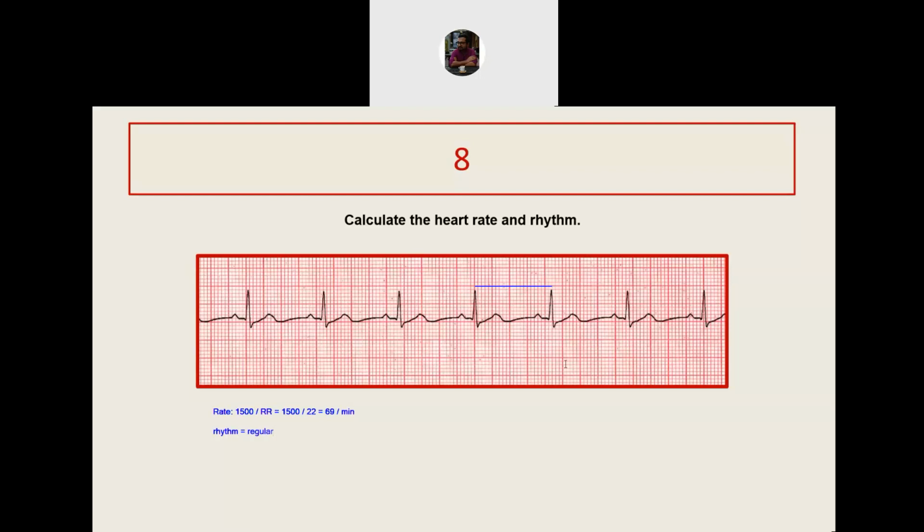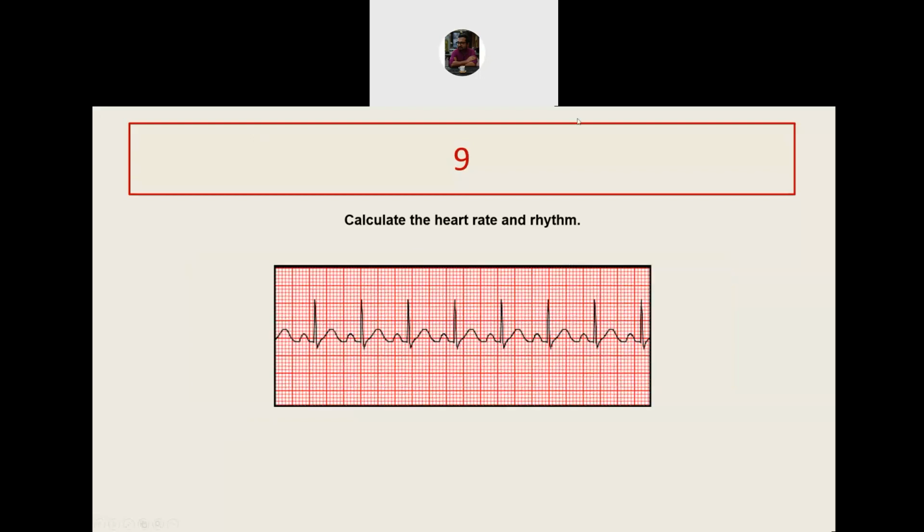So up to this, is this clear to everyone? How to find the rate and rhythm? Okay. Can you calculate the heart rate here? This is the RR interval.